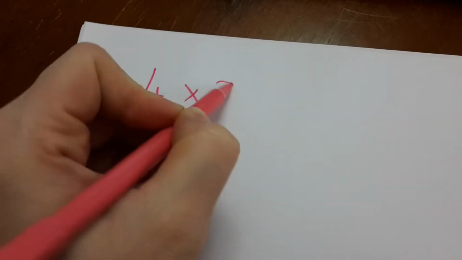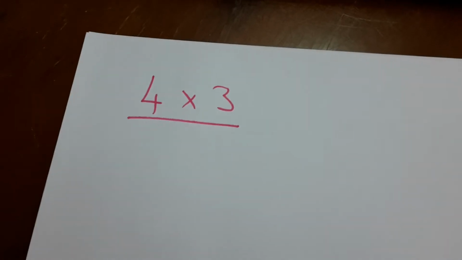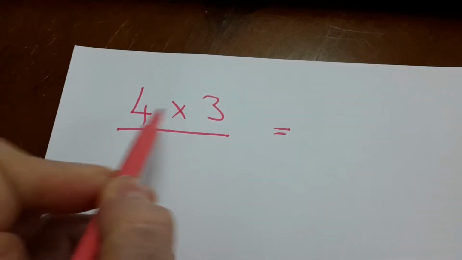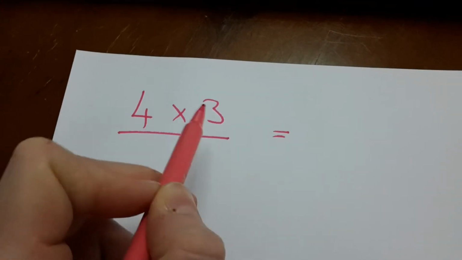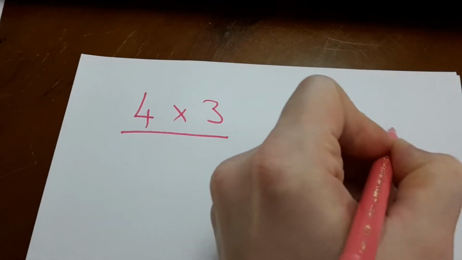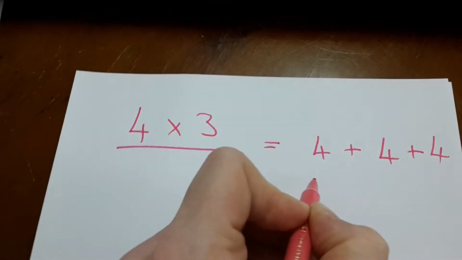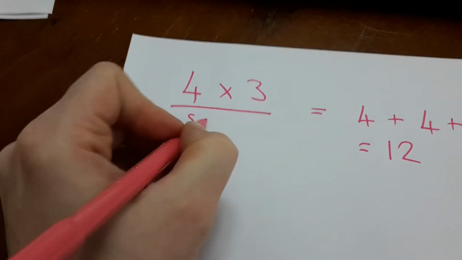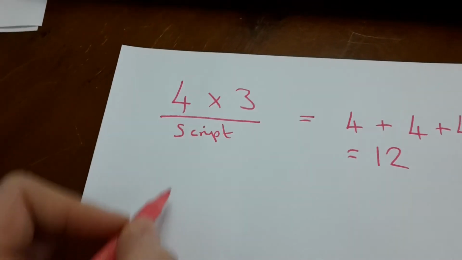So for instance, here's a better example. 4 times 3 sits on the line nicely. That's just a normal times then. That means we have 4 lots of 3 or 3 lots of 4. So essentially we're just doing 4 plus 4 plus 4, which equals 12. So again, I'm just going to label this script so you can see.